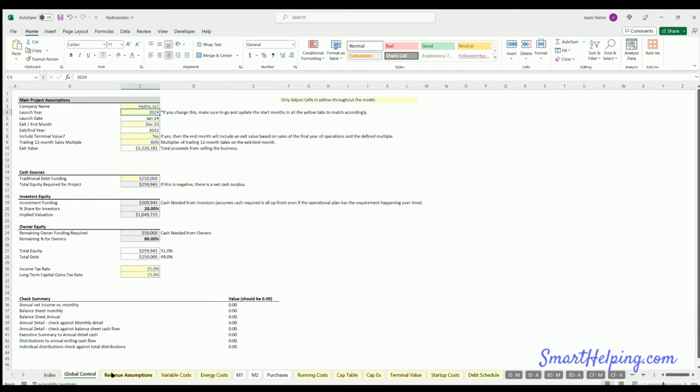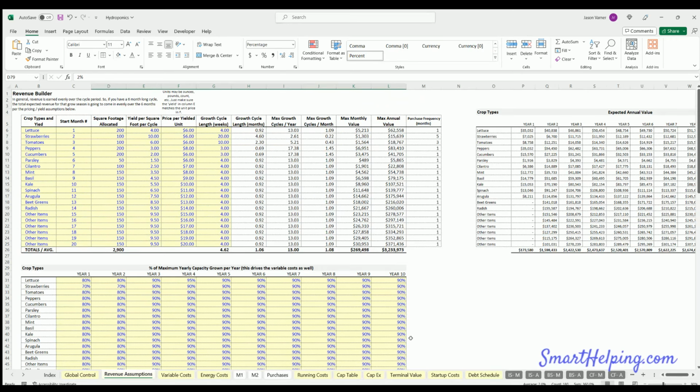Okay, next up, big tab here, revenue assumptions. All right, so hydroponics is a way to grow crops without soil. It's for farming. Some call it urban farming. You can do it in buildings. There's a lot of benefits to it, so that's why there's a lot of these popping up for sustainable agriculture.